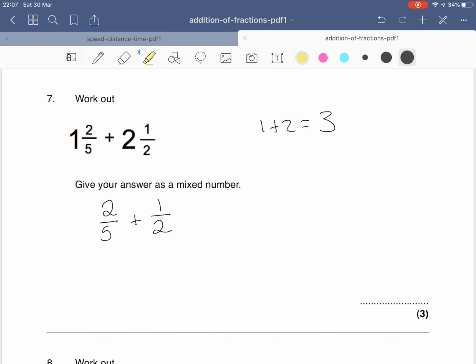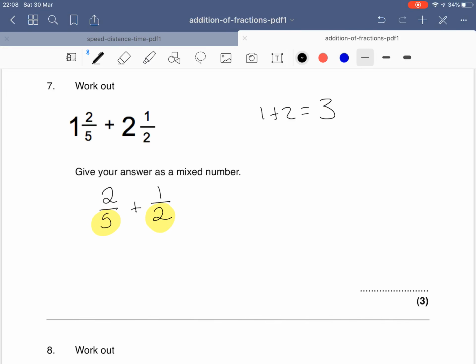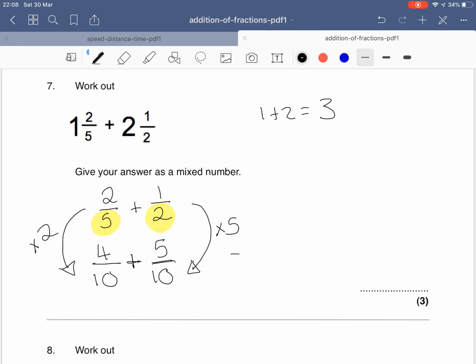So I'm going to think of my 5 times table and my 2 times table. What's in my 5 times table and 2 times table? So 10 is going to be in both of their times tables. So 5 times what is 10? It's 2. So I do 2 times 2 as well, which is 4. 2 times what is 10 is 5. So if I do 1 times 5 as well, which is 5, then I can add those together. So 4/10 add 5/10 is 9 over 10. So my answer is going to be 3 and 9/10.